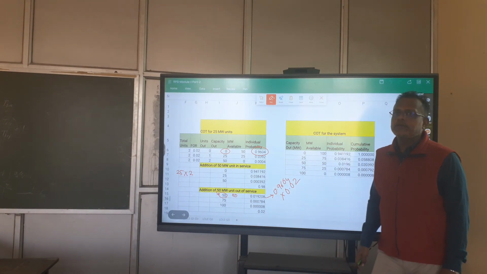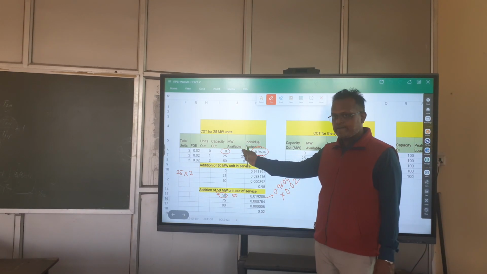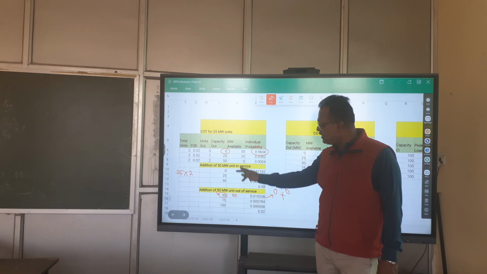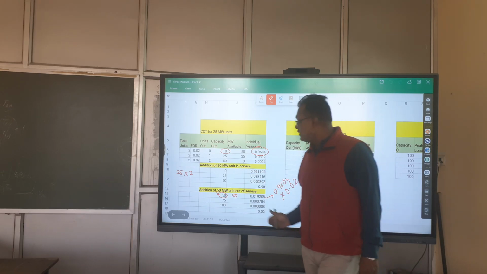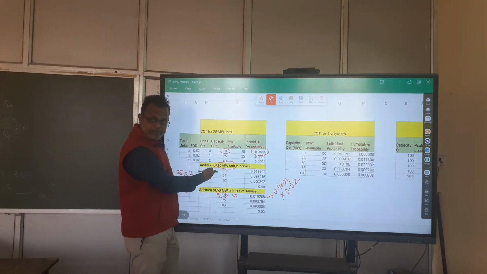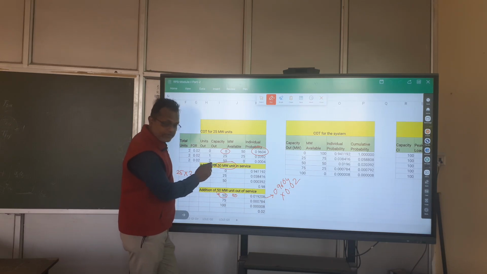Sir, at the addition of 50 megawatt unit in service, there will be another 50 capacity out and another 50 megawatt available in the last line. With the 50 megawatt unit in service, you can see that there is 150 megawatt capacity out along with capacity megawatt available. Here 50 megawatt is out. Here 50 megawatt is in service. Yes, sir, but this is the 50 megawatt unit in service. So it is not out. So outage is 0 for the 50 megawatt case. But for this 225 megawatts also the outage is 0.